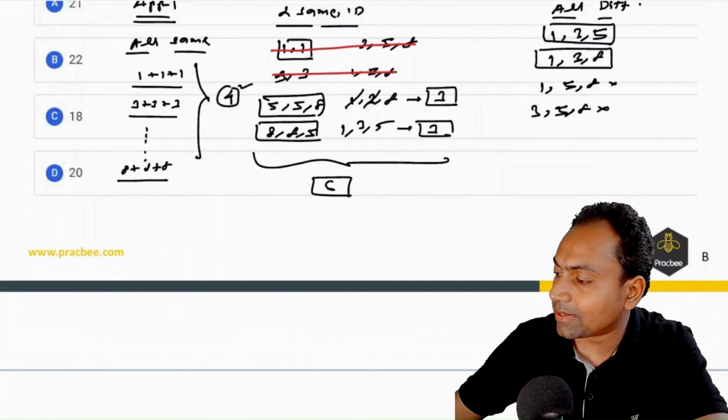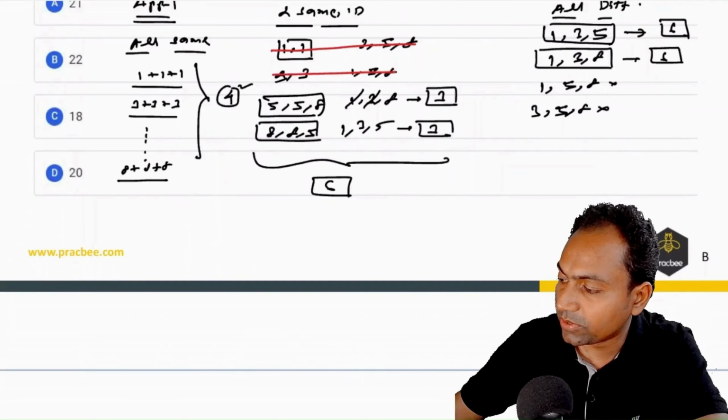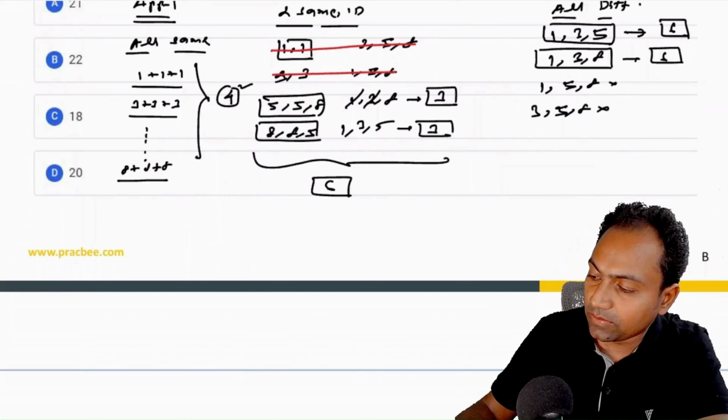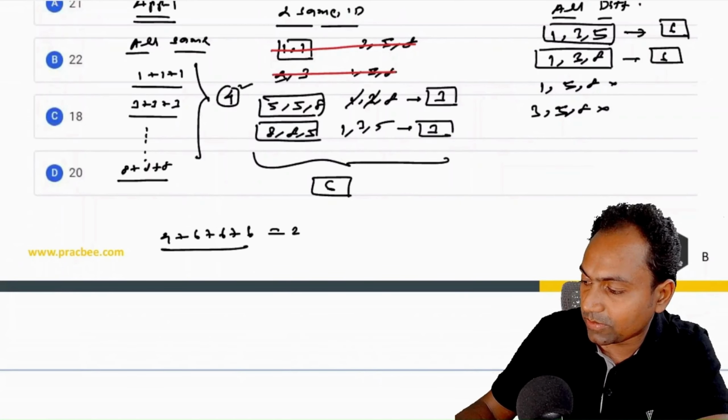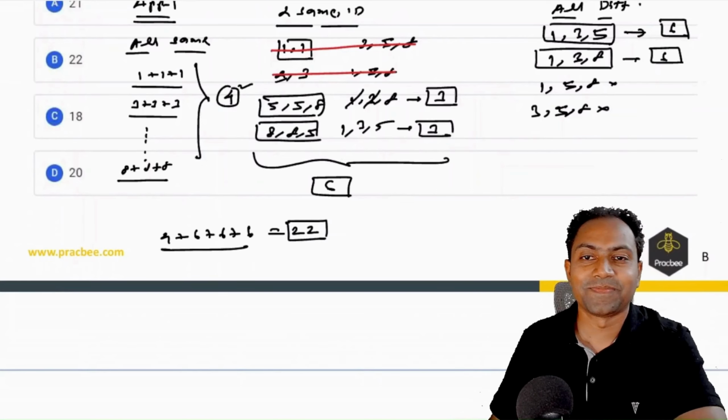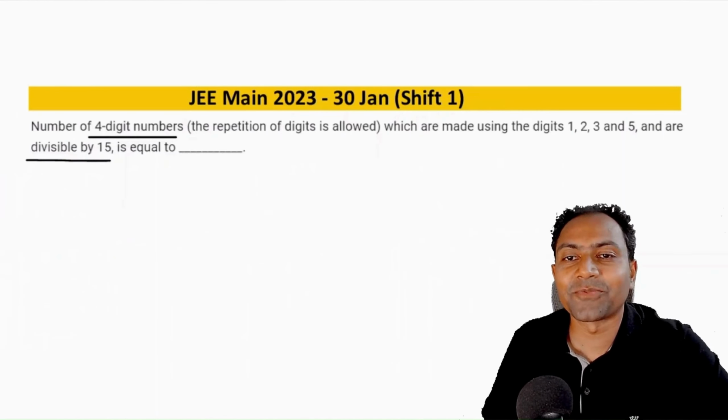So you can see that if I arrange this, I will get 6 cases corresponding to this, again 6 cases corresponding to this. So if I add everything, what I have is 4 plus 6 plus 6 plus 6, that comes out to be nothing but 22. So this 2023 question, let us understand what they are trying to say.